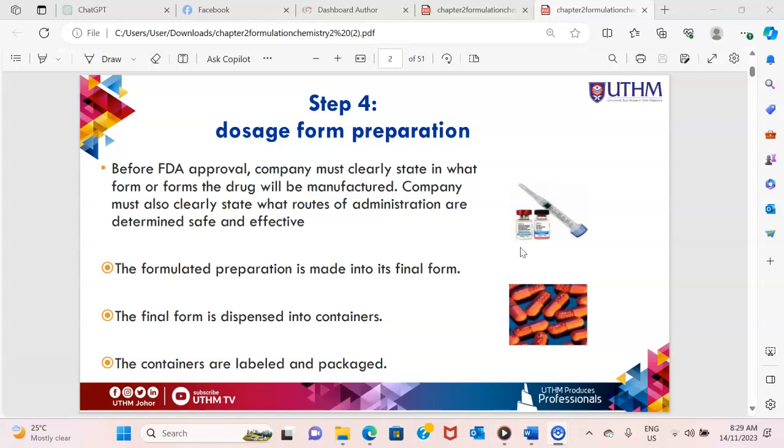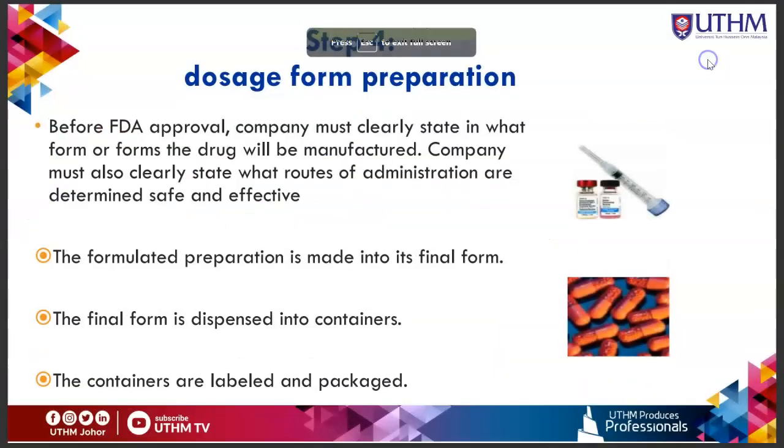Okay, we are done with the three steps earlier on, which are the synthesis, purification, and formulation. For this part, which is dosage form preparation, before the FDA approval, a company must clearly state in what forms the drug will be manufactured, either solid, liquid, or semi-solid. The company must also clearly state what routes of administration are to be used. This determines the safety and the effectiveness of the medicine.